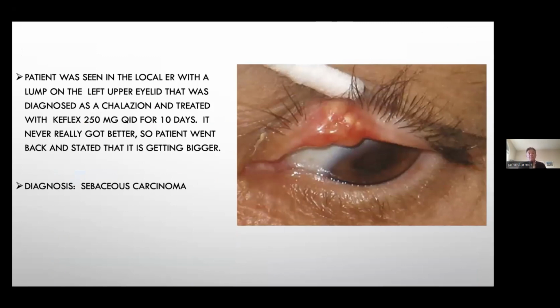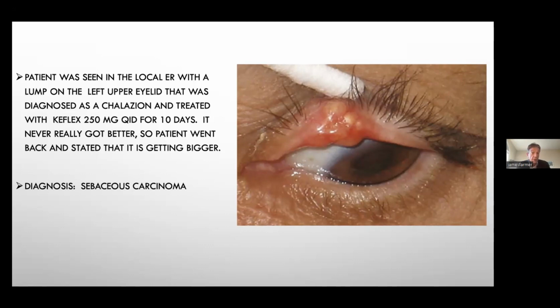So this patient was seen in the local emergency room with a lump on the left upper eyelid that was originally diagnosed as a chalazion and was treated with cephalosporin, 250 milligrams, QID for 10 days, which is a very common treatment for soft tissue infections or chalazia, for example, in Canada. We don't see as much MRSA as they would in the United States, so Keflex or ampicillin works quite well. But it never really got better, and the patient went back and stated that it's getting bigger.